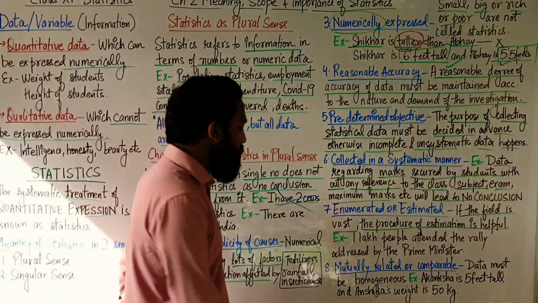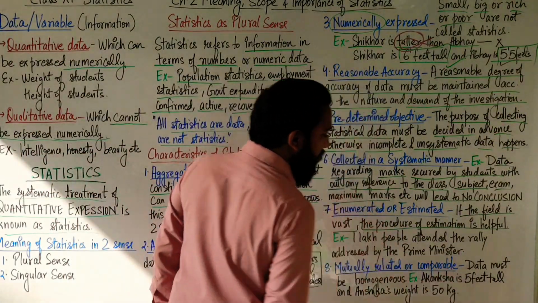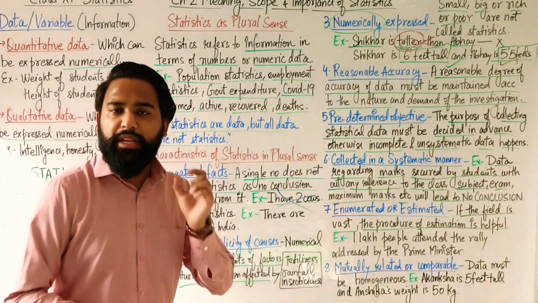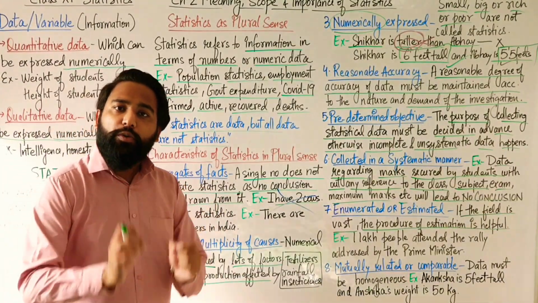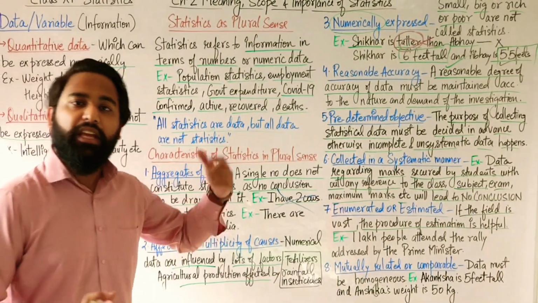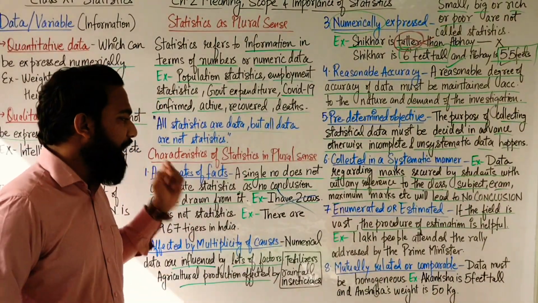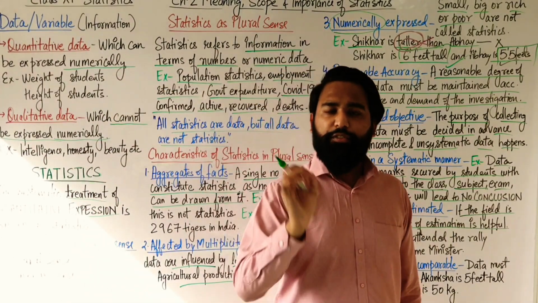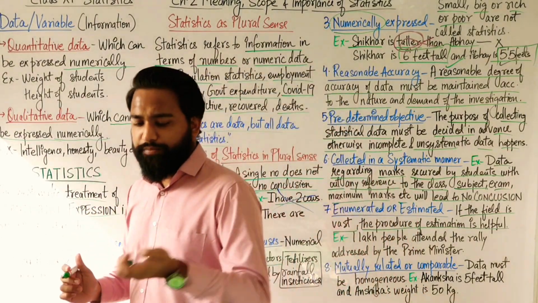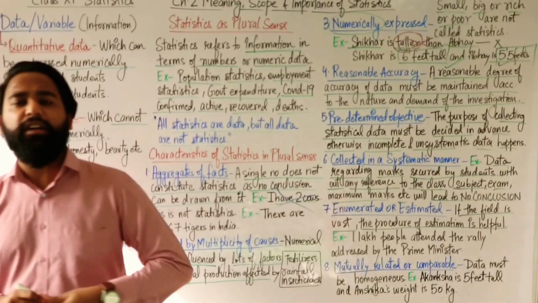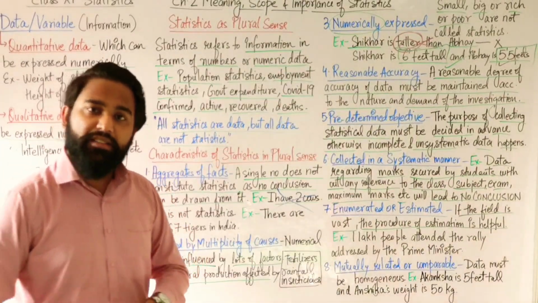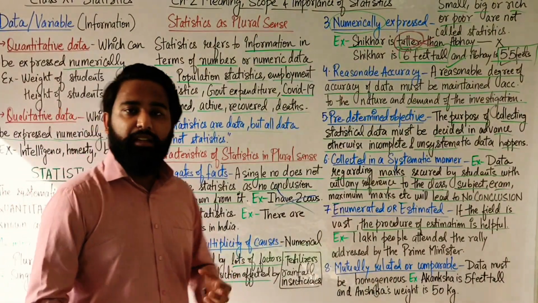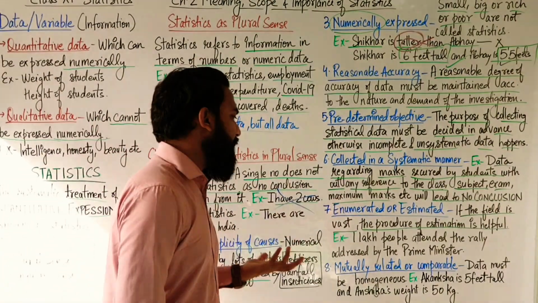Now the last one is mutually related or comparable. Your data must be comparable. It must be written in that way so that you can compare your data with the other data. So data must be homogeneous. If you are comparing the height of someone with the height of another, then it is the right answer. You are using homogeneous data, the similar data for comparing.